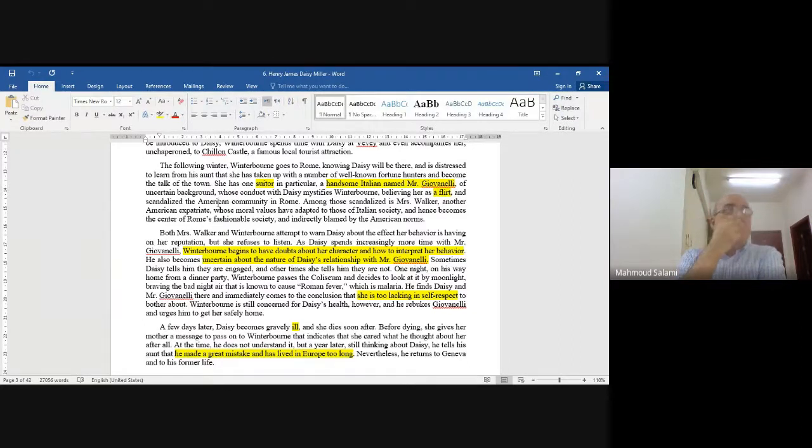So that's why the narrator is saying that she's a careless girl and she has a bad reputation, talking to other suitors. And here the idea really is fortune hunters, because she could be a rich woman who's going to be followed by somebody who wants to marry her for her money. Particularly here, this man called Giovanelli, an Italian man. She has one suitor in particular, a handsome Italian named Mr. Giovanelli, of uncertain background, whose conduct with Daisy mystifies Winterbourne, believing her a flirt.